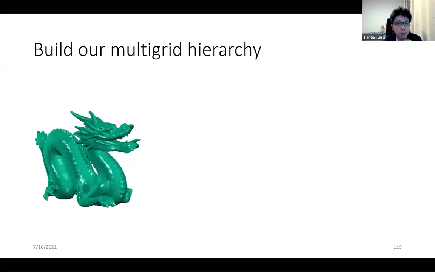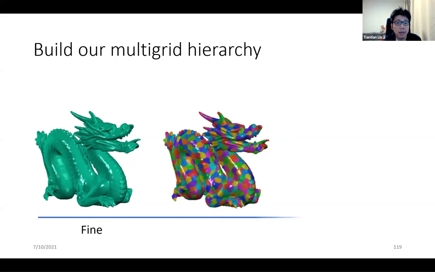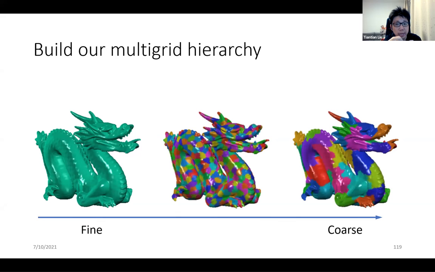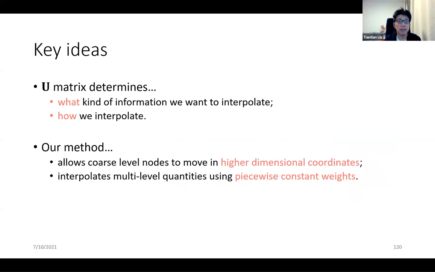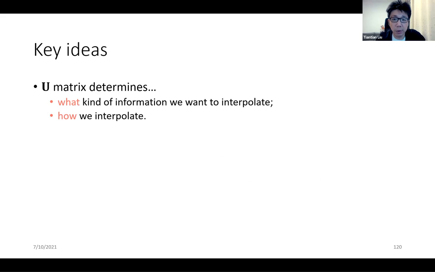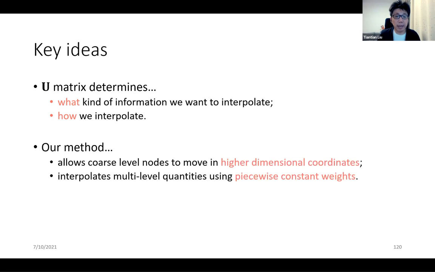To build this, we first uniformly sample the coarser level vertices from finer levels using farthest point sampling. And then we want to build an interpolation scheme that can be used to pass information between levels. As we know, this U is an interpolation matrix that determines two things. First, it decides the degrees of freedom of the coarse level nodes, or what kind of information we want to interpolate. And second, it decides the interpolation weights, which is how we do the interpolation. The key ideas of our method answer these two questions exactly. To be more specific, we allow coarse level nodes to move in higher dimensional coordinates, and we use piecewise constant weights.